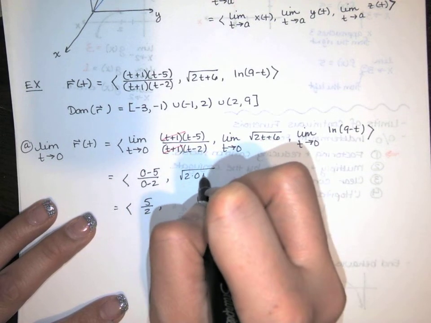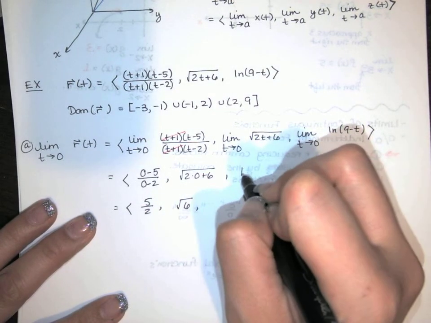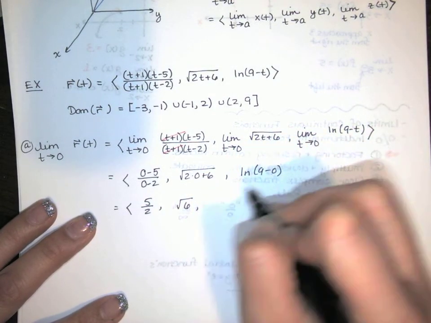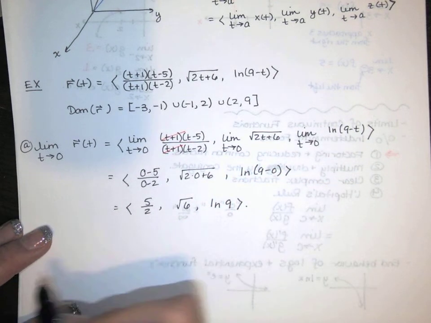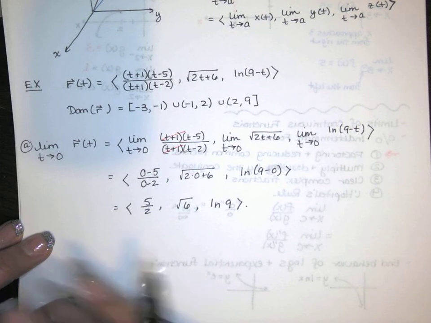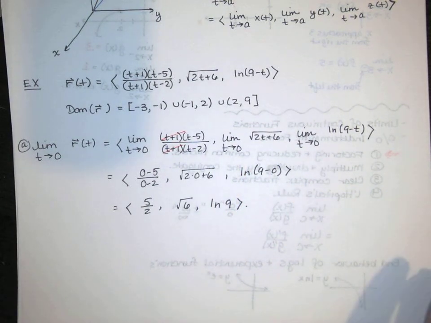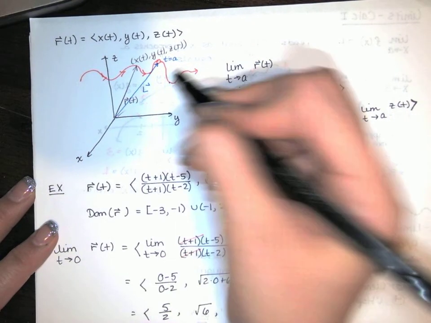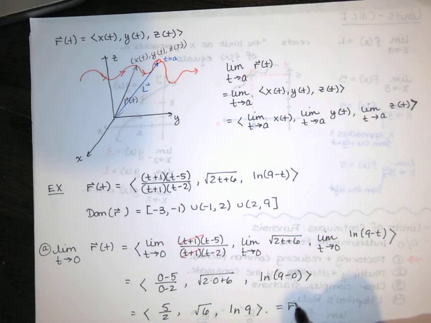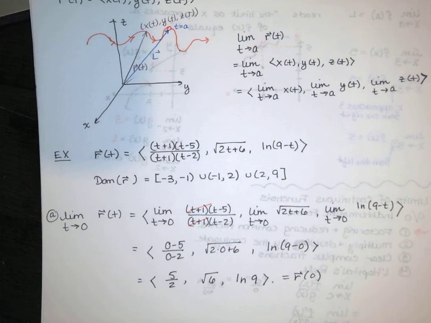This function is continuous at 0. So we get 2 times 0 plus 6 under that square root, so we get square root of 6. And this function is continuous at 0, so we get natural log of 9 minus 0, which is just natural log of 9. Okay, so that's the limit of this function as t approaches 0. And notice we were able to plug in t equals 0 to all 3 parts. The function's continuous there. It's going to be a nice smooth piece. As t approaches 0, it's just like pointing out to this point. It's pointing to r of 0. The limit as t approaches 0 and r of 0 are the same. So r is continuous at that point.